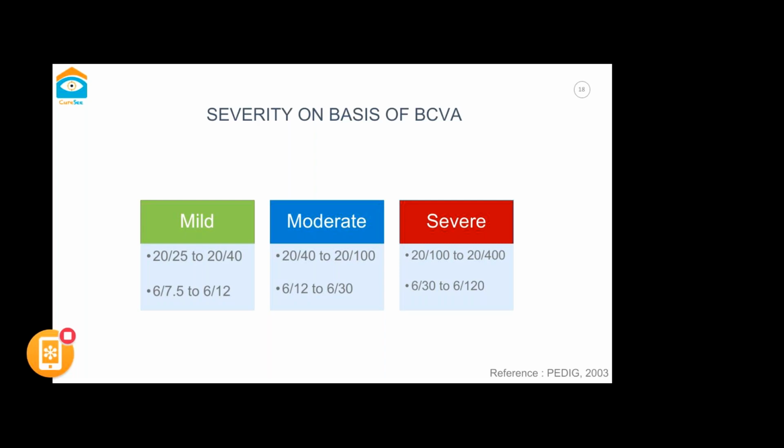According to the Indian system, when we go with the 6x6 notation, it is 6/7.5 to 6/12. It will come under mild amblyopia. If it is 6/12 to 6/30, it will be moderate amblyopia, and 6/30 to 6/120, it will be severe amblyopia. This was taken from Padding in 2003. These are the standards that we follow whenever we categorize amblyopia and whenever we need to grade that.